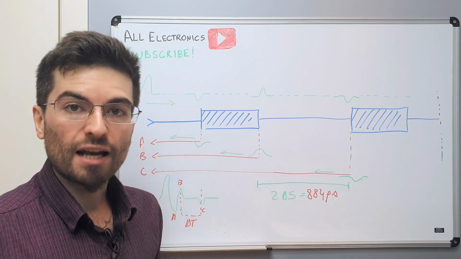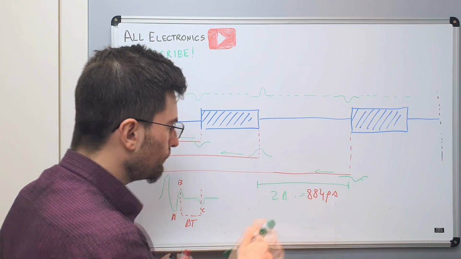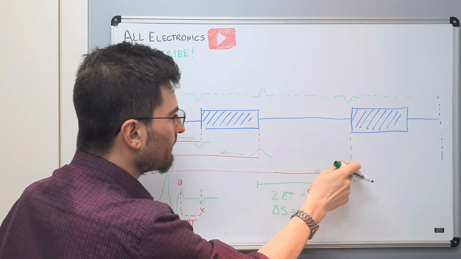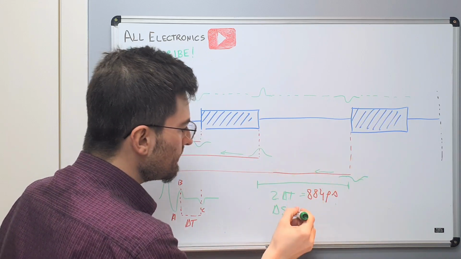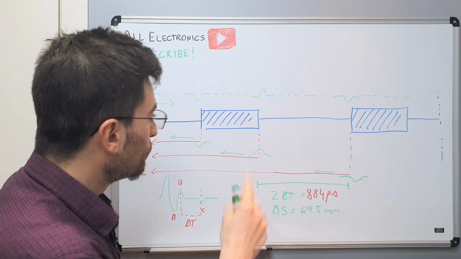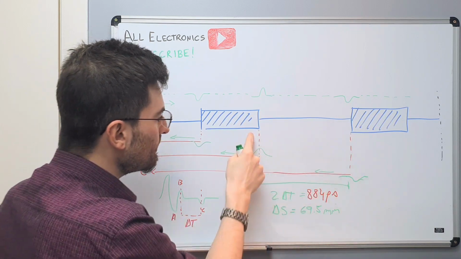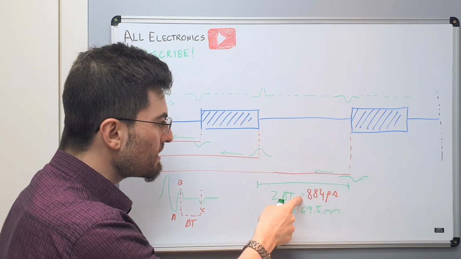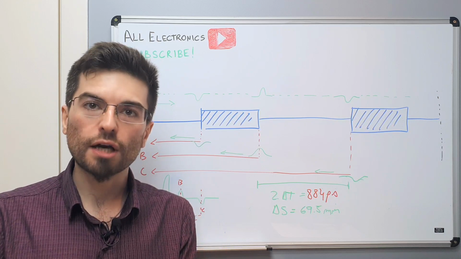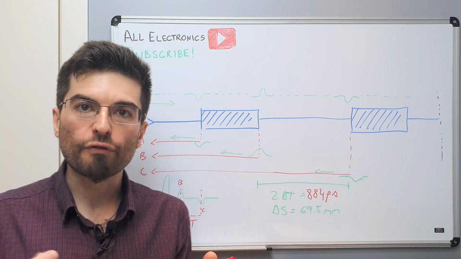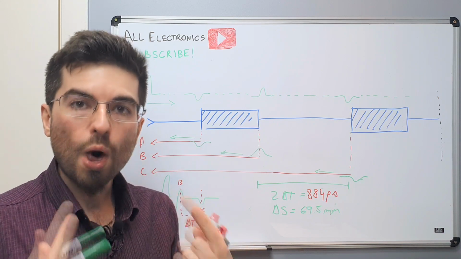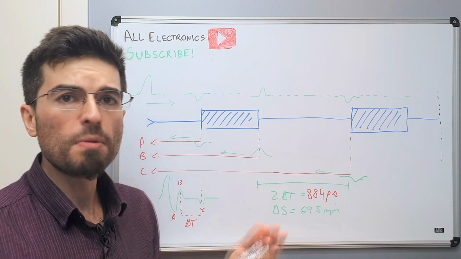So now I have a challenge for you. Oh, sorry, here is 2 delta time, right? And the delta S, the difference in length here, this distance is 69.5 millimeters. And you know that to travel 2 times this distance, the pulse took 884 picoseconds. Now my challenge to you is try to calculate the effective permittivity. Try yourself. First of all, think about how long it would take if the velocity factor was 1. Just the speed of light. How much time it would take?